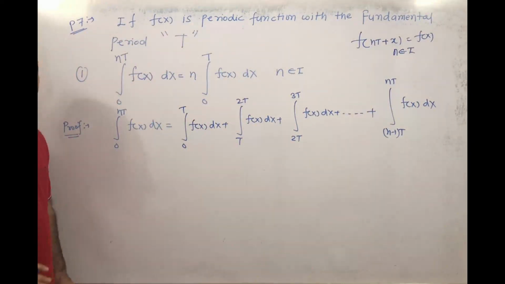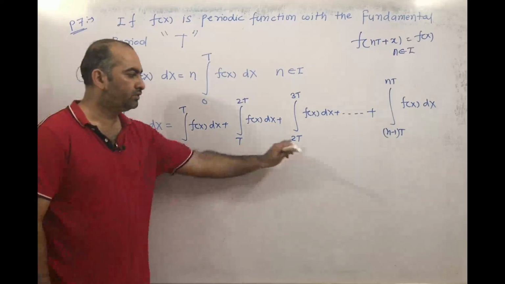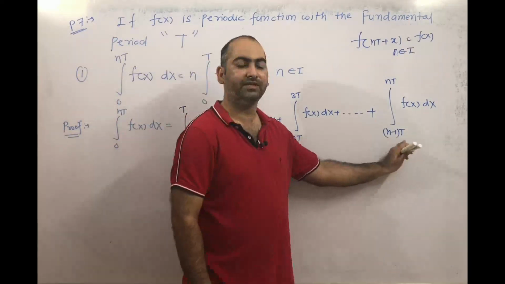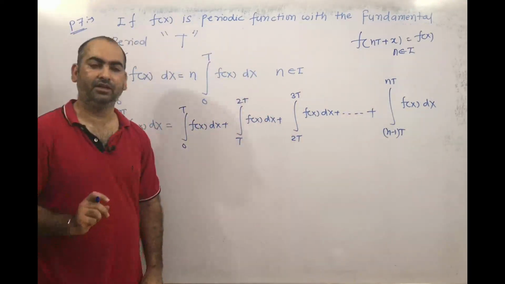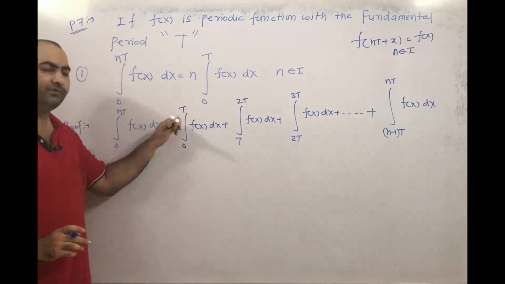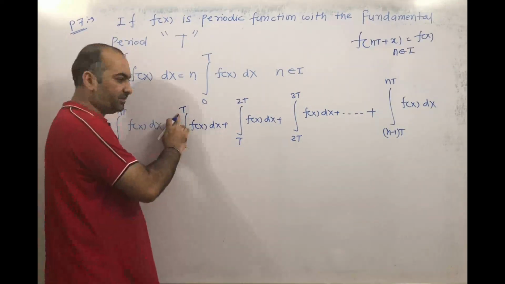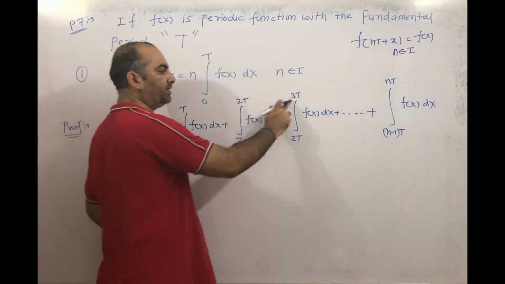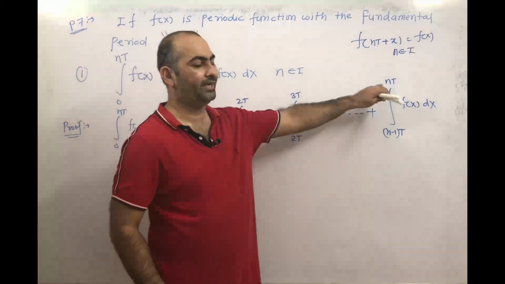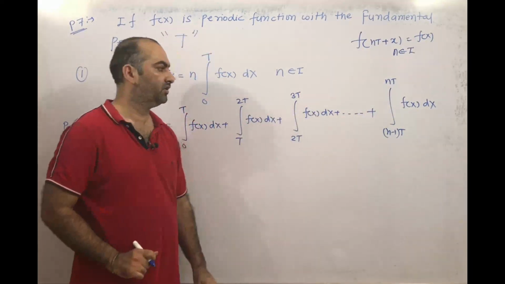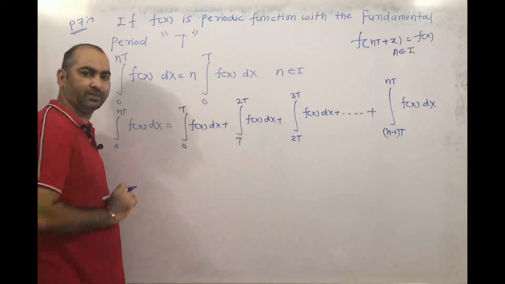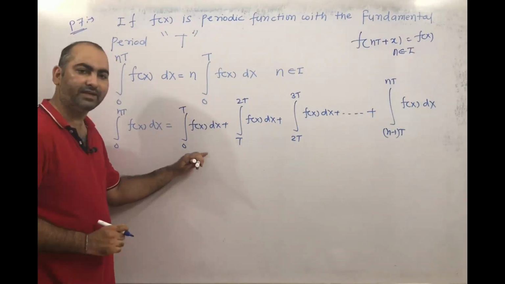So how many terms are there? See, 0, T, 2T until (n minus 1)T. So how many terms are there? n terms are there. If you want to know, you can count from here. So this is T, first term T, then second term 2T, third term 3T. So nth term what will come? nT. So we have n terms. Clear? Now here, this one we are taking as it is.